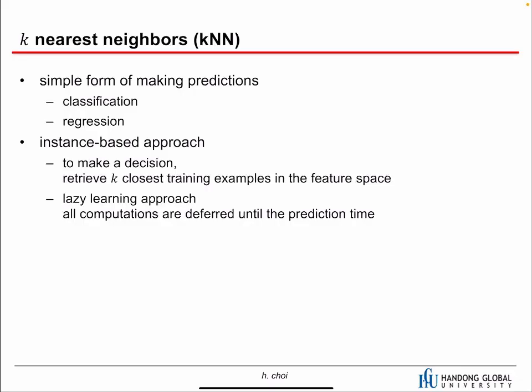In the density estimation chapter, we talked about k-nearest neighbors as a density estimation algorithm. Now, in this chapter, we're going to use KNN for classification or regression. KNN is an instance-based approach, which means we need all the data samples for classification. To make a decision, we have to retrieve the k closest training examples in the feature space.